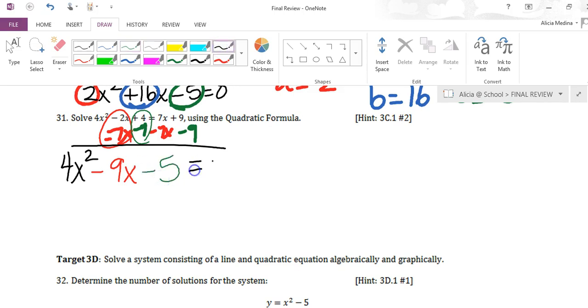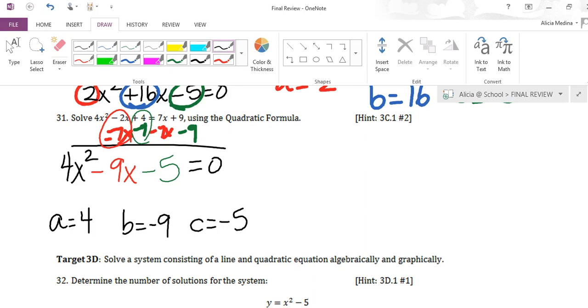Now this is all equal to 0, and I'm able to state my A, B, and C. So A is 4, B is negative 9, and C is negative 5. Notice I don't write any of the x's or x squared because that's not part of the coefficient.